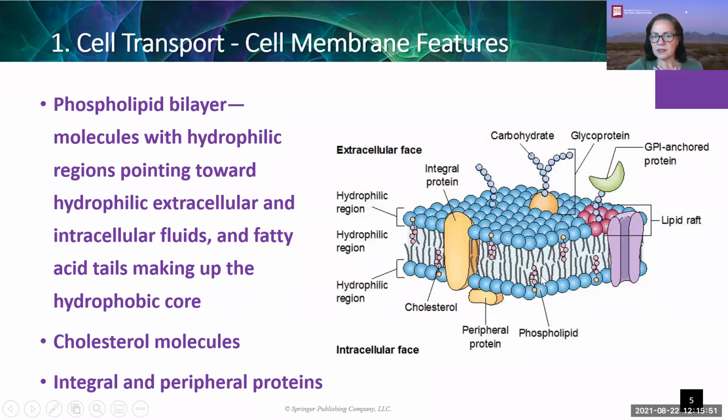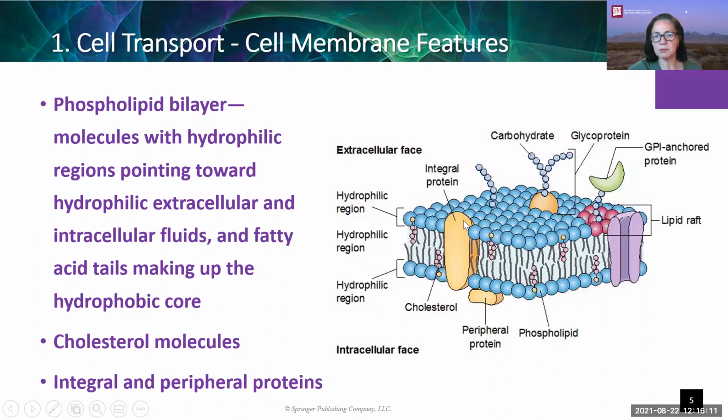There are embedded cholesterol molecules. Those are the things with like 4 ring structures. These are sterols. That's the sterol part. Steroid hormones are based off of cholesterol. You make them from a cholesterol base. And those things are lipid soluble.